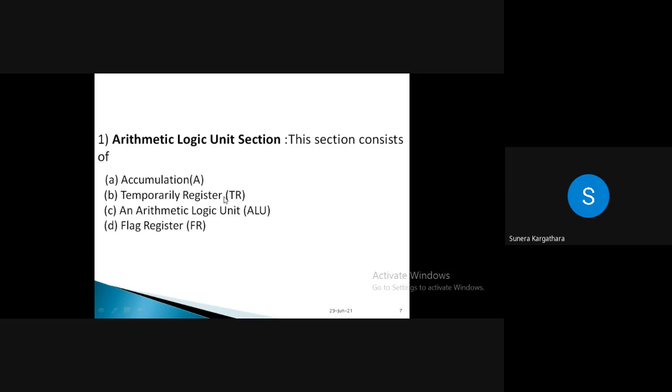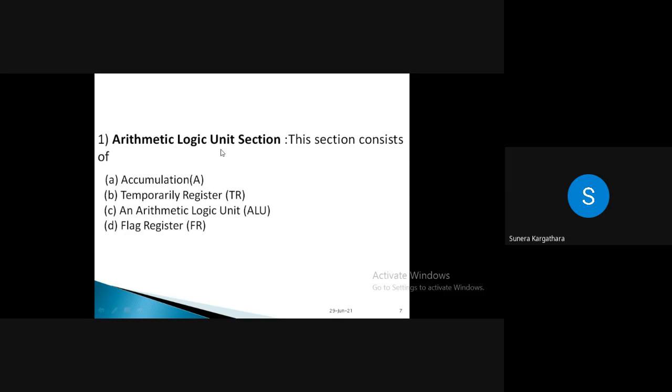Along with that, these 3 different registers are connected with ALU, which is accumulator, temporary register, flag register, right? So the whole ALU section consists of these 4 different things, which are the 4 different parts available here. One is arithmetic and logical unit itself, and along with that, accumulator is connected, temporary register is connected, flag register is connected. Now, can anyone tell me what is the use of accumulator?